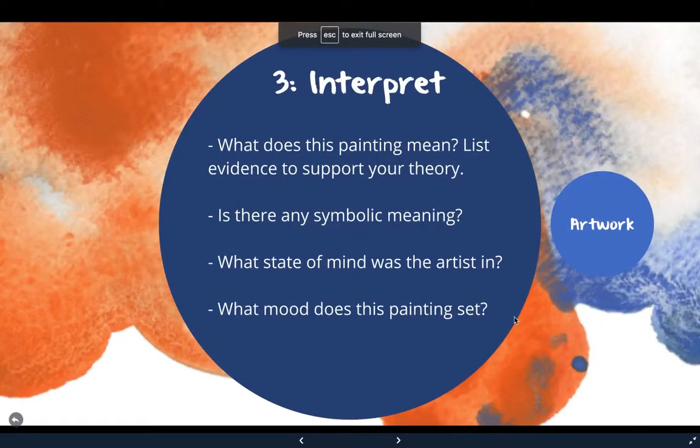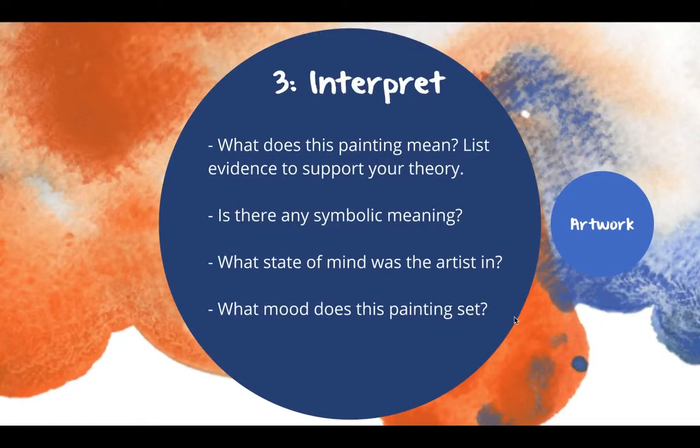All right, so this is your interpretation. So what does this painting mean? All right, list evidence to support your theory. You don't want to just say, I think it means XYZ, and not give me any reasoning. Do you think there's any symbolic meaning? What state of mind was the artist in, and what mood does this painting set?